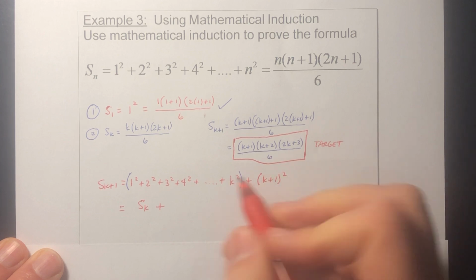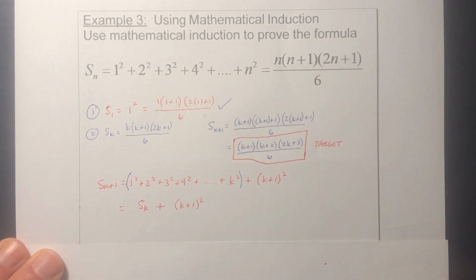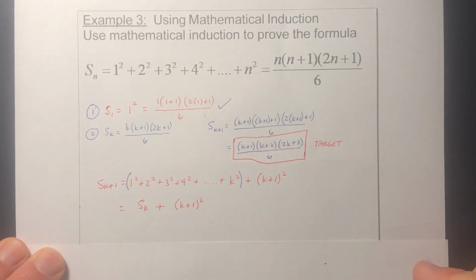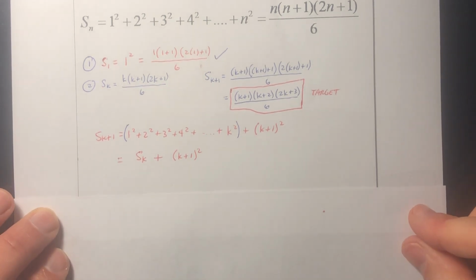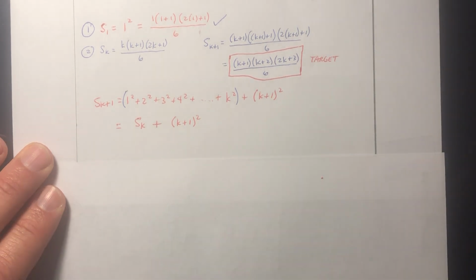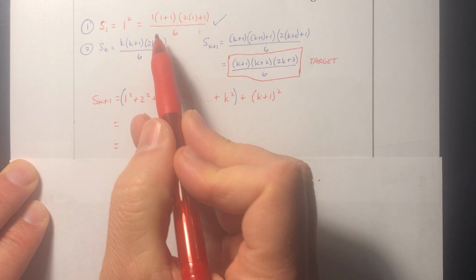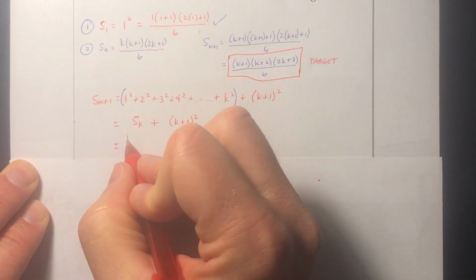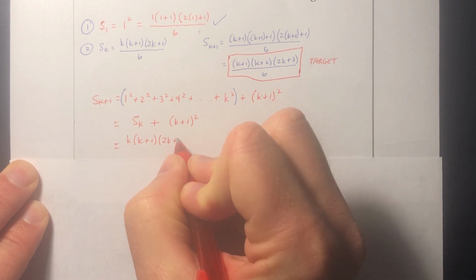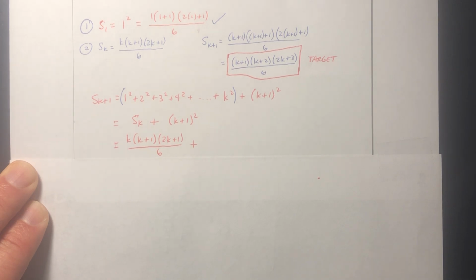All right, so I'm just going to bring this down. We don't need to clean it up. Okay, now remember, all of this needs to somehow end up to be our target. That's our goal. Okay, so let me slide this up so we get some room here. All right, so the S sub k was all this. So that's going to be k times k plus 1 times 2k plus 1 all over 6. Okay, so that's the S sub k.